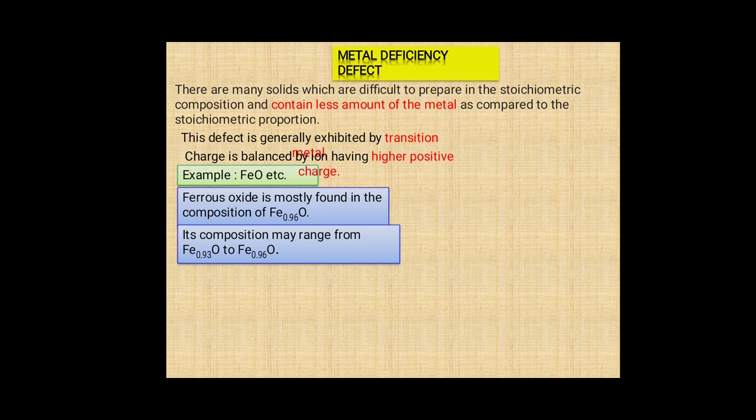0.96 of iron to 1 of oxygen. Its composition may range from 0.93 of iron to 1 of oxygen.